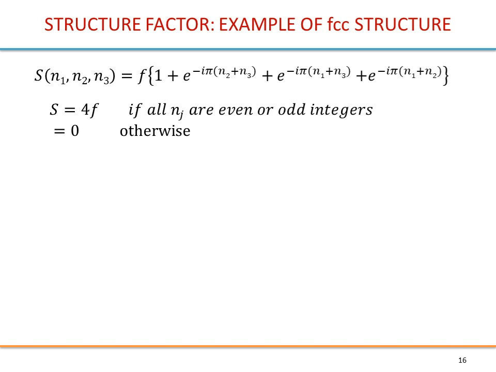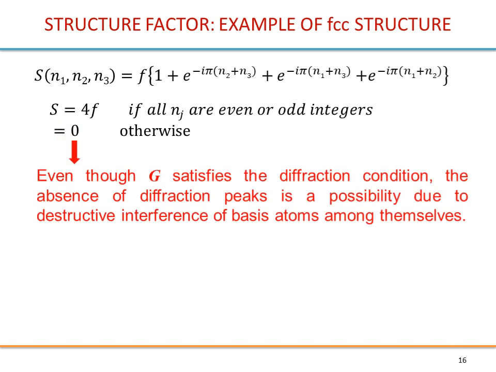But remember that S looking in the direction of a particular reciprocal lattice vector gives a peak, so S should not be 0, except if the atoms inside the unit cell interfere destructively and cancel that peak, and this is what is happening in this case. So we have destructive interference of basis atoms among themselves.